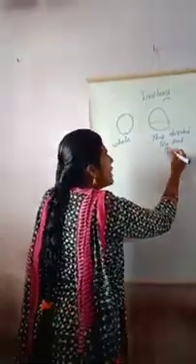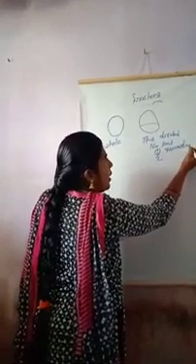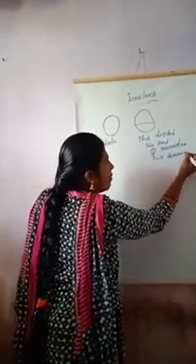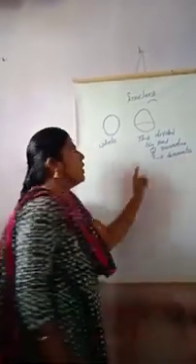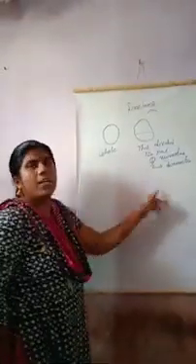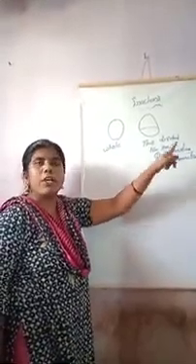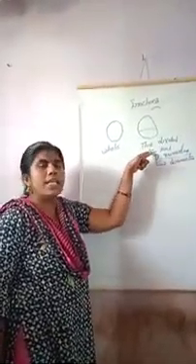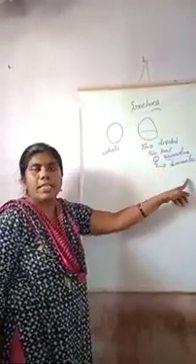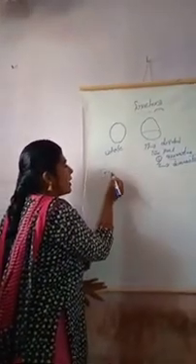So 1 is the numerator. 2 is the denominator. Children, is it clear? The upper part is the numerator. The down part is the denominator. Is it clear? What is the numerator? The upper part is the numerator. The down part is the denominator. Is it clear? Next one, types of fractions.